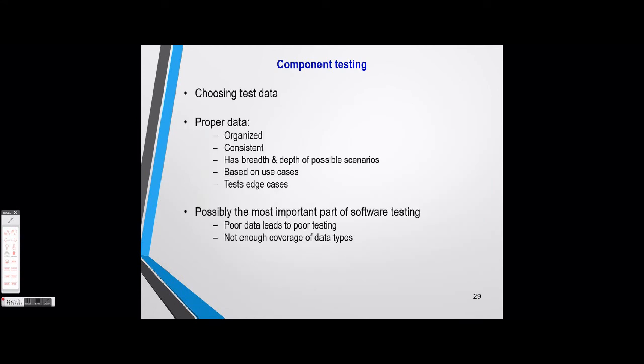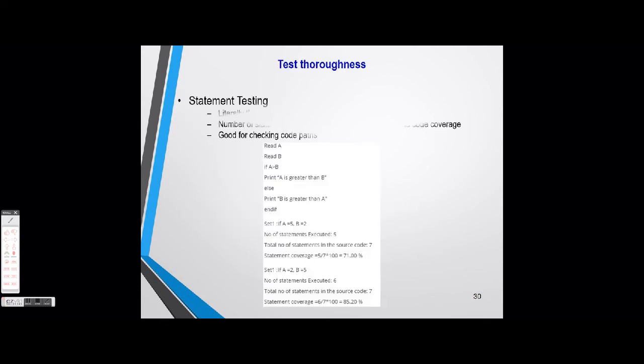So probably the most important part of software testing is choosing the right test data. If you're feeding a system some amount of test data and you want to test that it works right, well, that data itself needs to be organized. It needs to be consistent. It needs to have both breadth and depth of possible scenarios. And more importantly, it needs to be based on edge cases and use cases. So we're not just testing random data. We're testing data that we assume our users will be able to create. If you have poor data, you're going to have poor testing and not going to have very good coverage.